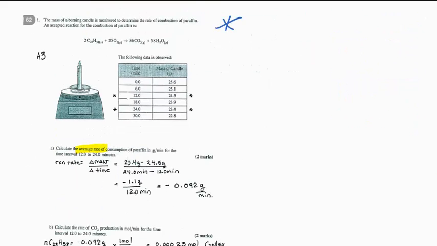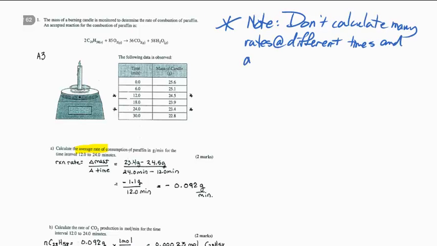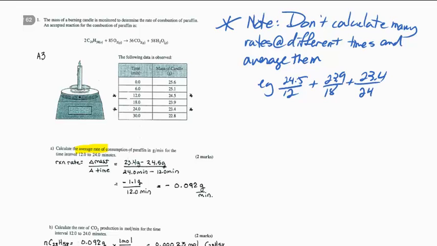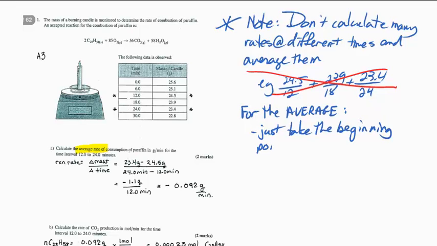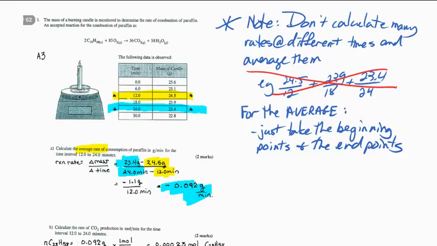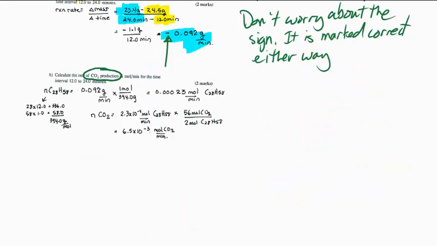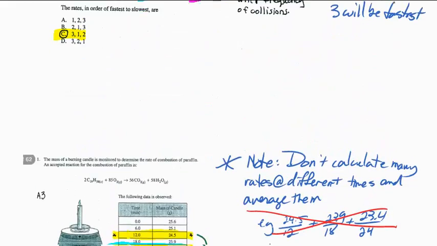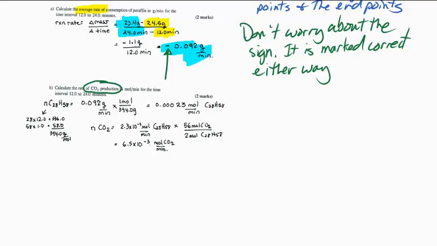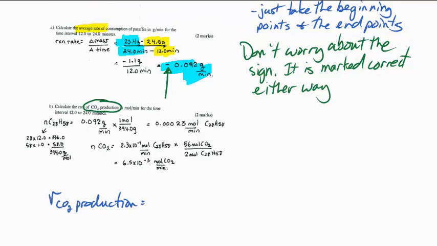Now in this next one, notice the question talks about the average. What you don't do is calculate the rate 3 times and then maybe add them up and divide by 3. No, just for the average, just take the beginning points and the end points and subtract them, as we do with a slope, which is really a kind of average as well. Don't worry about the negative sign, you can just throw it away. It has no impact on the marks. Oh, and look at this mole ratio, 2 to 56 here.